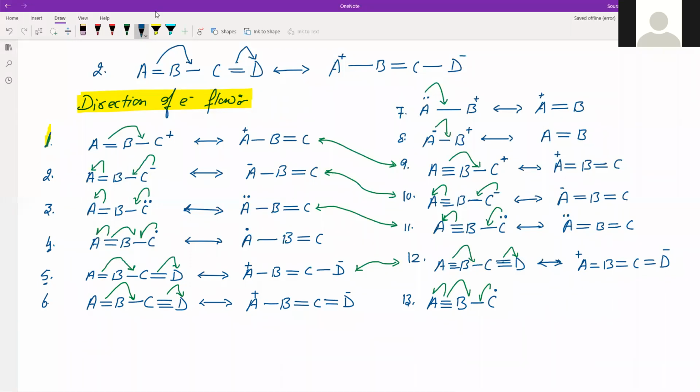So what we will have is a double bond A to B and a double bond B to C, correct? And because A has gained one unpaired electron, even that has to be shown. These are the only directions of flow of electrons.